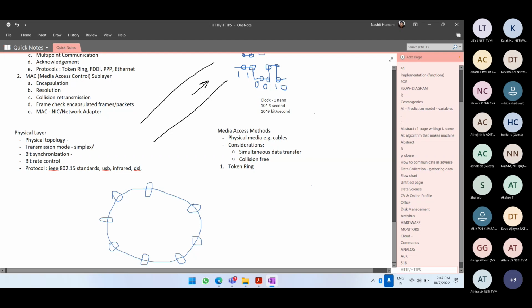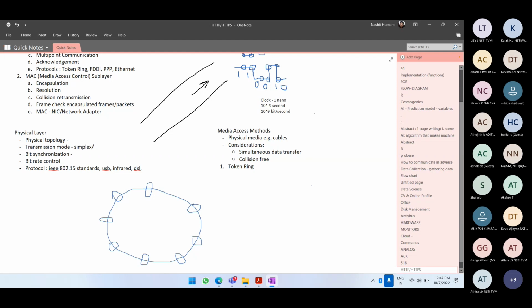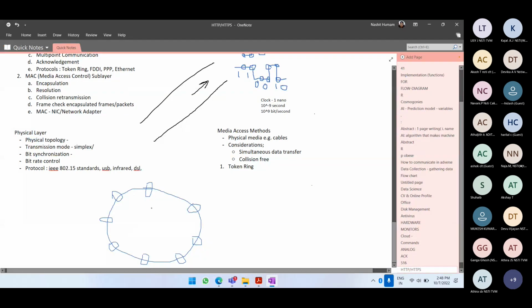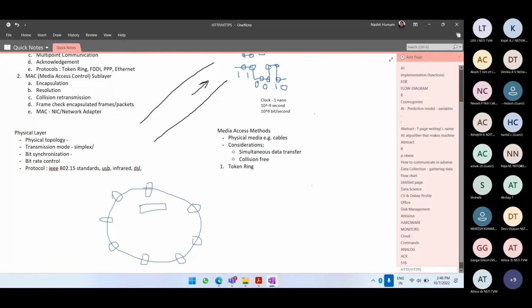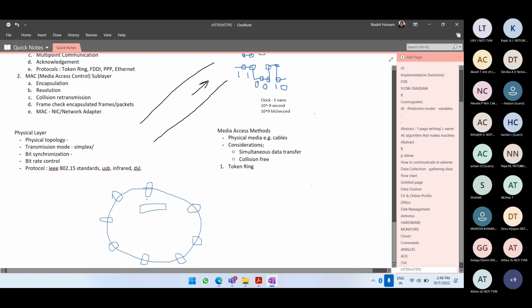Now, what happens in this token passing? There is a 3 bytes frame. This frame is my token, and that is having 3 bytes. Now, this frame travels through the network.